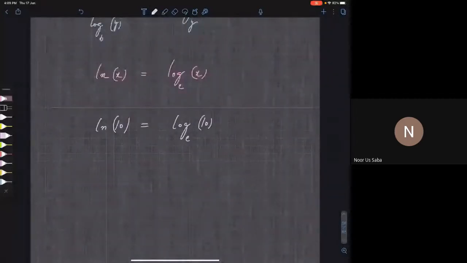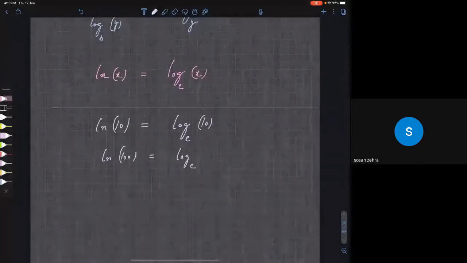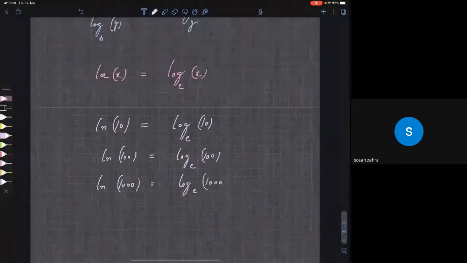Okay, what is log 10 to the base e? You do not know this value, correct? You do not know the value of log 100 to the base e also, right? You do not know the value of log 1000 to the base e also. But you know the values of these logarithms to the base 10 already. You know log 10 to the base 10 is 1, log 100 to the base 10 is 2, log 1000 to the base 10 is 3. Those things you know, correct?